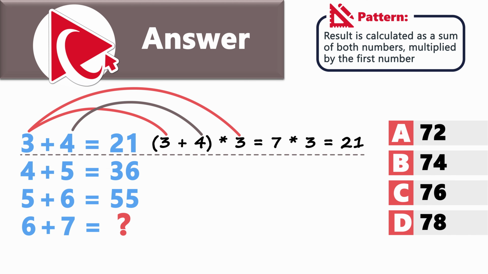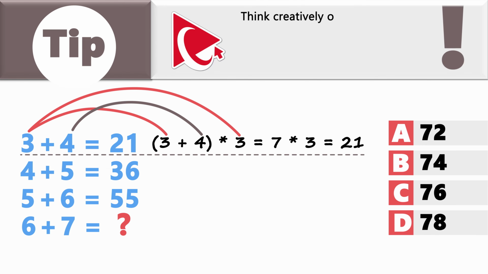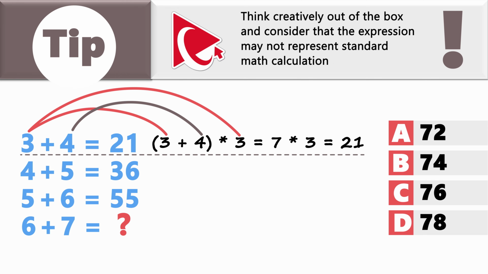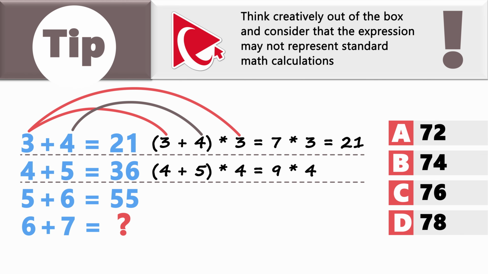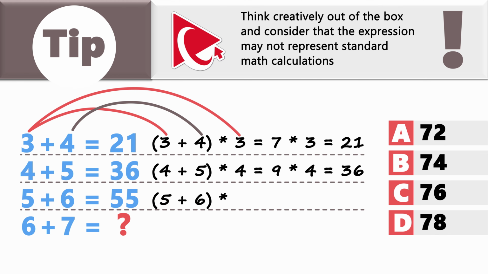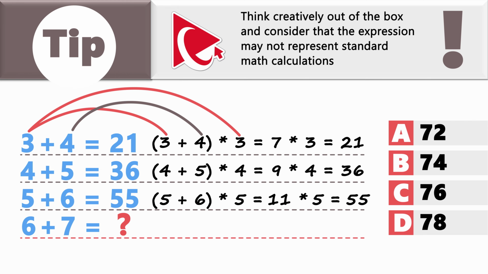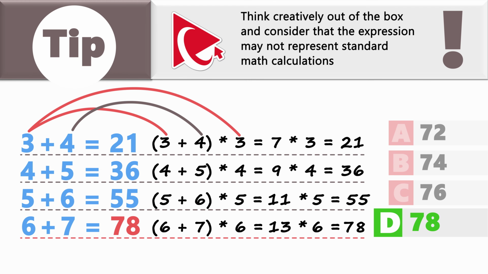The tip I would like to leave you with to solve these types of challenges is to think creatively out of the box and consider that the expression may not represent standard math calculations. Knowing this, let's calculate the values in row 2. 4 plus 5 multiplied by 4 equals 9 multiplied by 4 equals 36. For row 3, the values will be 5 plus 6 multiplied by 5 equals 11 multiplied by 5 and equals 55. So the missing value is calculated as 6 plus 7 multiplied by 6, which would equal 13 multiplied by 6, and the end result of this is 78. So the correct answer here is choice D, 78.